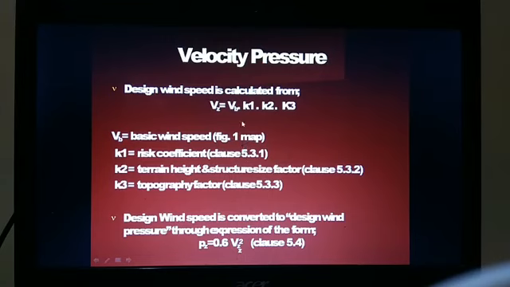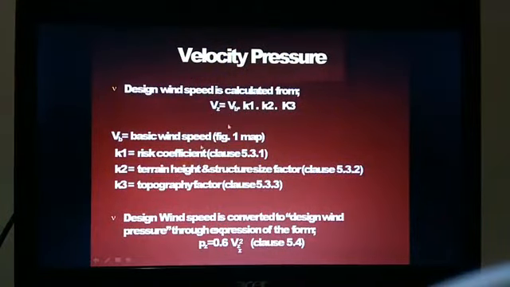Understood? So please, this formula is very important for competitive exams. So please try to remember Vz is nothing but design wind speed which is going to be evaluated with multiplication of basic wind speed into different coefficients. These coefficients are called wind coefficients. Okay, K1, K2, K3. What is Vb? Basic wind speed you are going to get from the map. Okay, and what is K1? K1 is nothing but risk coefficient. So you are going to get the risk coefficients based on IS 875 part 3 clause 5.3.1.